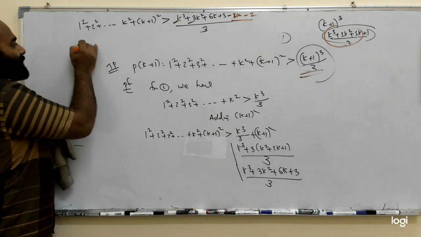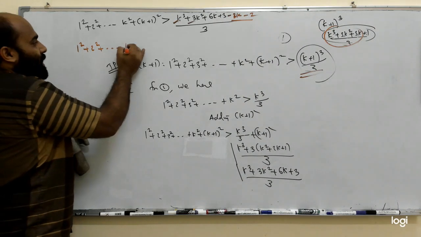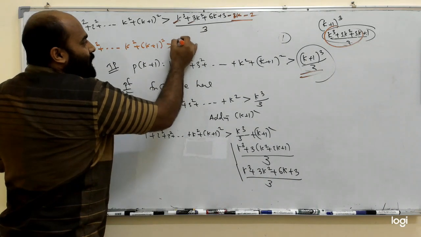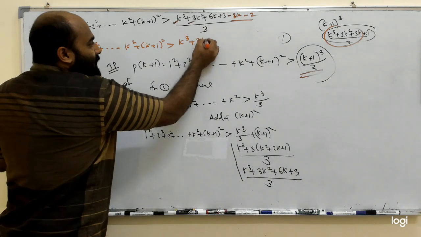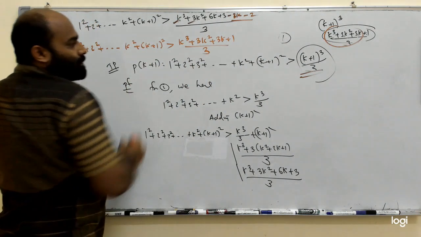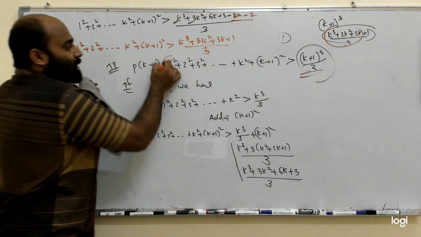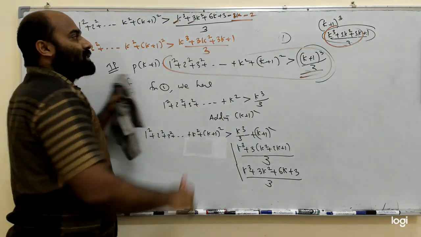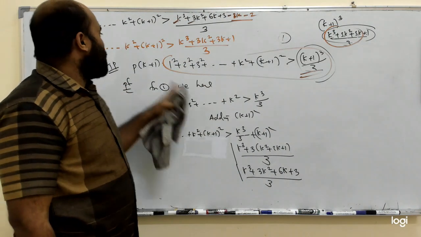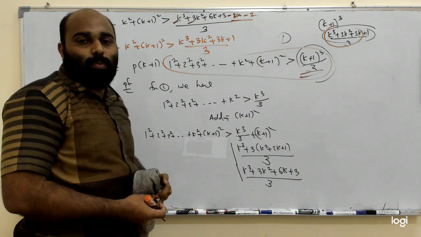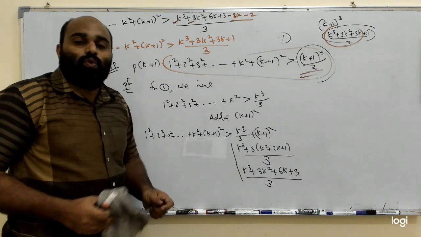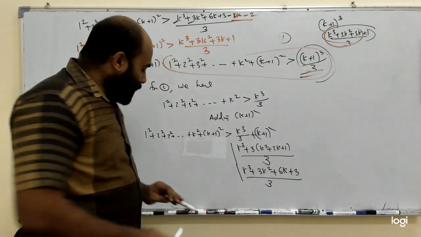So final answer: 1 square plus 2 square plus etc. plus k square plus k plus 1 whole square greater than, what do you want to get? k cube plus 3k square plus 3k plus 1 by 3. That is what you want to get, because what is this? k plus 1 whole cube by 3. In the next line you have to write this greater than k plus 1 whole cube by 3. That only we want to get. Thus p of k plus 1 is true whenever p of k is true. I hope you understood this part also.